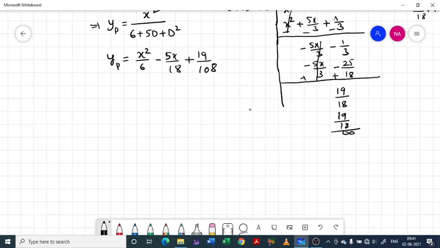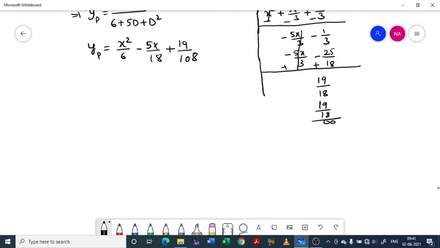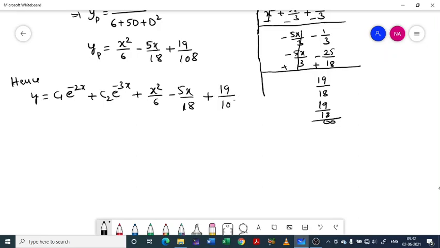So that is YP. Hence the general solution Y is C1 e power minus 2x plus C2 e power minus 3x plus x square by 6 minus 5x by 18 plus 19 by 108. Okay, that is the required solution. There is one more problem, with that we can wind up this section.